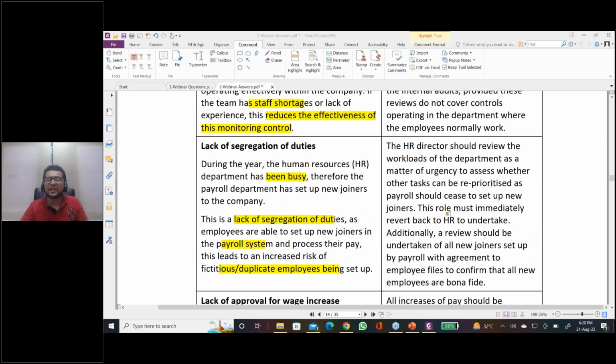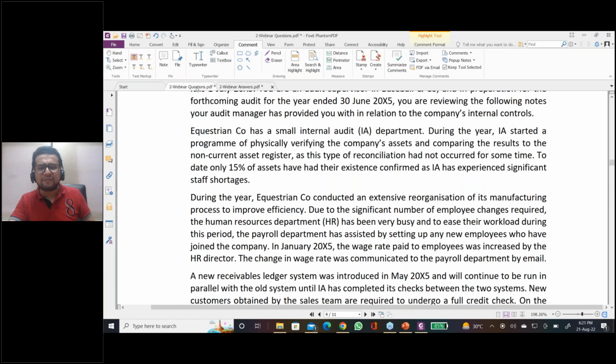So there is a lack of segregation of duty between the HR and payroll. The HR director should review the workload of the department and prioritize things. For example, the recruitment of new employees is more important, so they should prioritize. Additionally, they may consider recruiting more employees for the HR department if it is also under significant workload, or if they are under-resourced. Okay, we have identified three deficiencies so far.